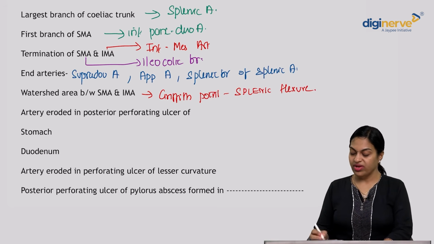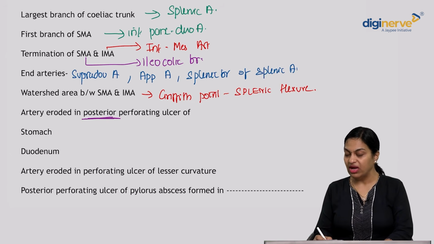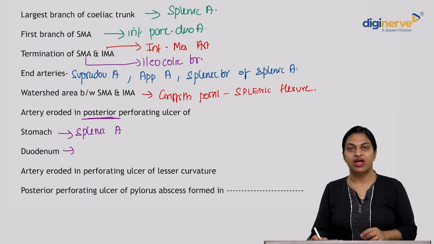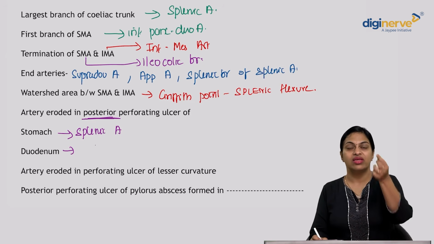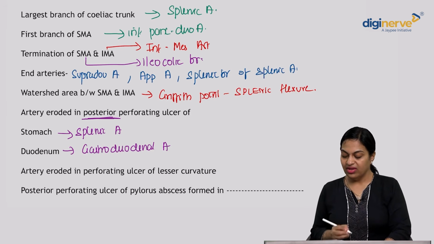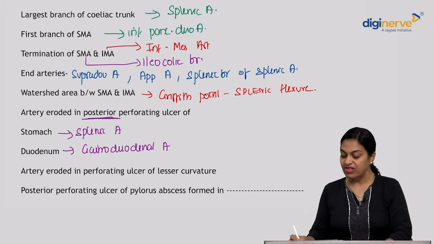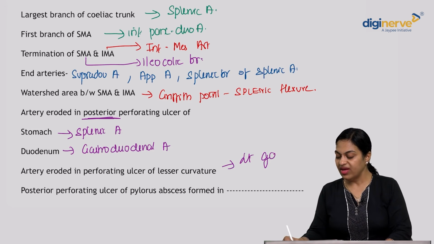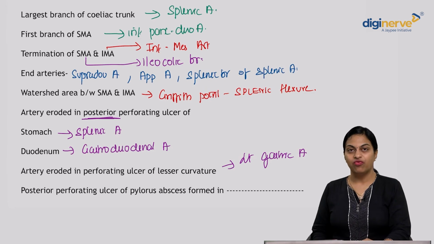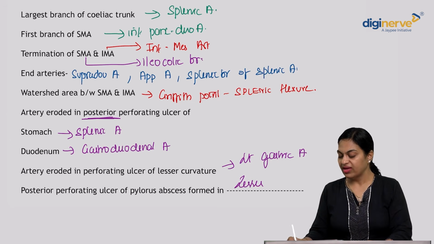The artery that is eroded in a posterior perforating ulcer of the stomach is the splenic artery, related to the stomach bed. In the first part of the duodenum, yes, an ulcer can occur. It erodes the gastroduodenal artery that is related posterior to the first part of the duodenum. The artery eroded in a perforating ulcer of the lesser curvature is the left gastric artery. In a posterior perforating ulcer of the pylorus, the abscess will be formed in the lesser sac.